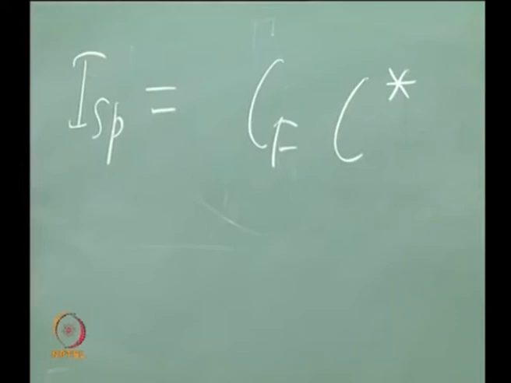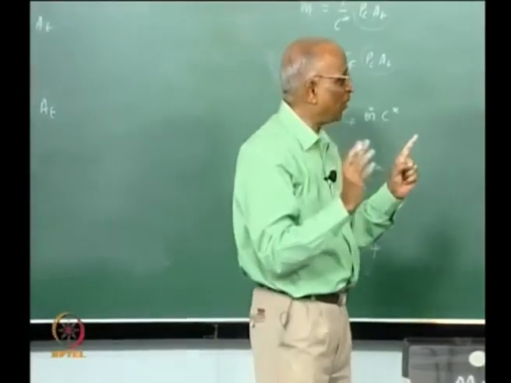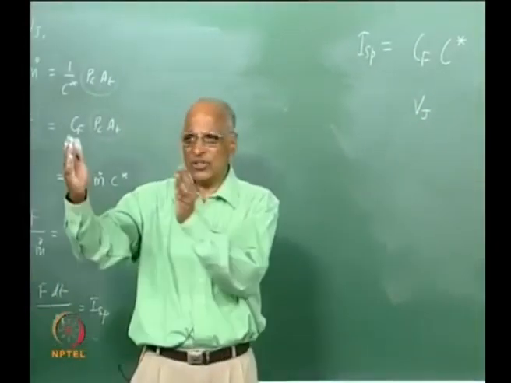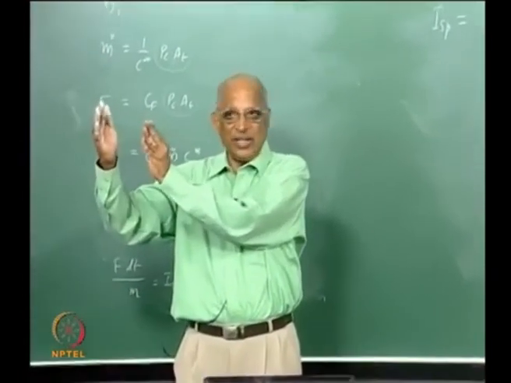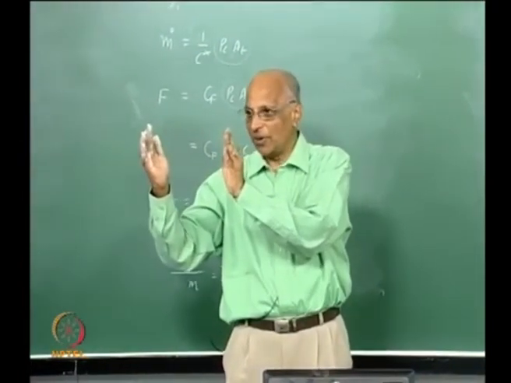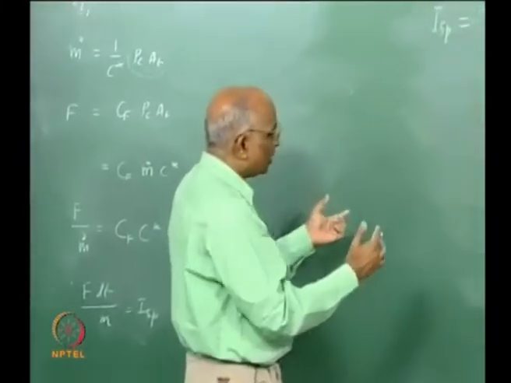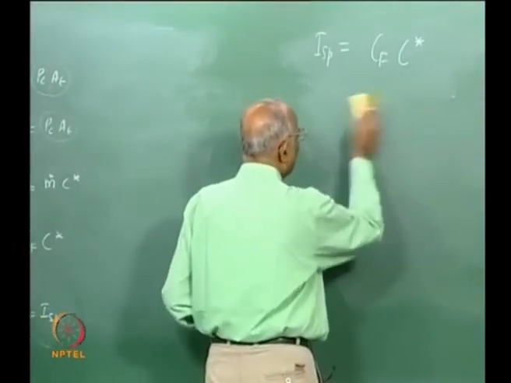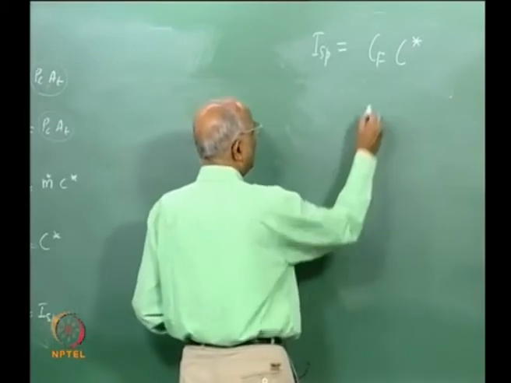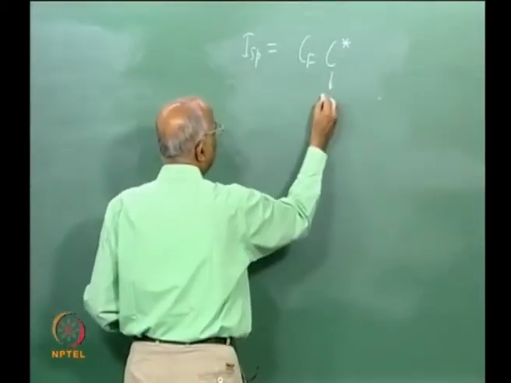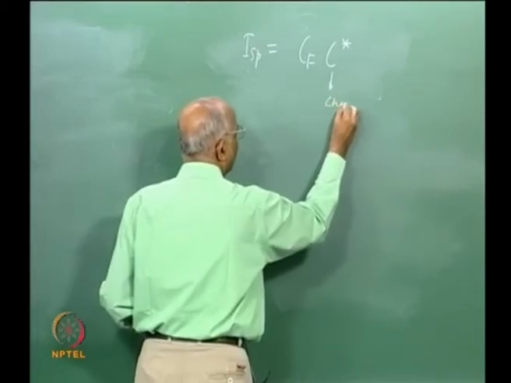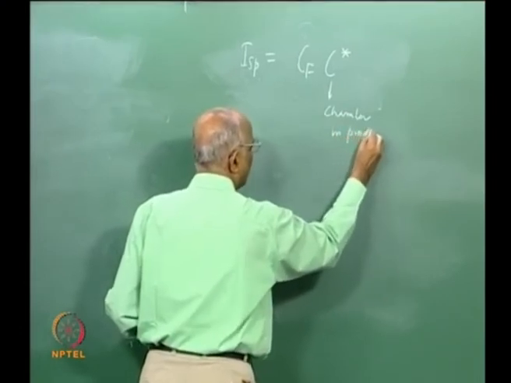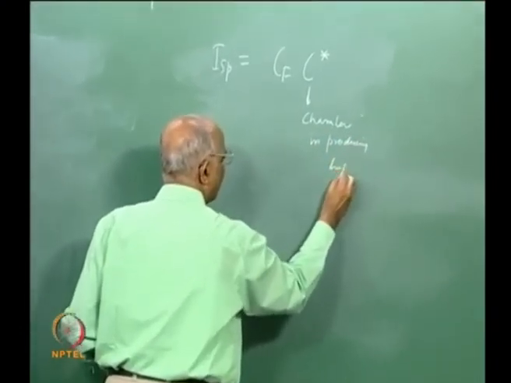But we had got an expression for Isp earlier. The expression for Isp was Vj. What was Vj? Vj was when the exit pressure was matching the ambient pressure. That is when we derived the expression. Now you have the contribution coming from the exit pressure also, and to some extent, we never considered flow in a nozzle. Therefore, what is it telling you? It is telling you Isp depends on the performance of the chamber. And what does the chamber do? Chamber is generating or producing high pressure.